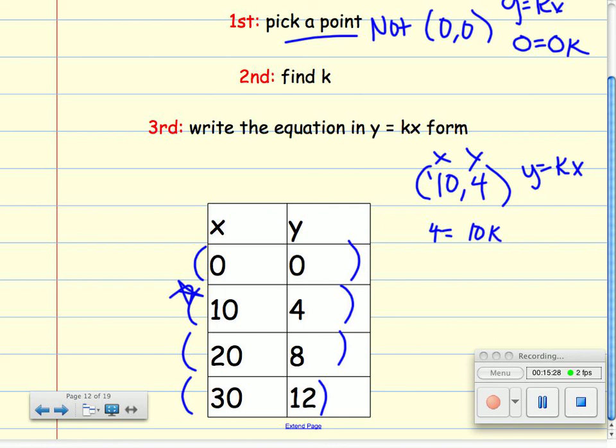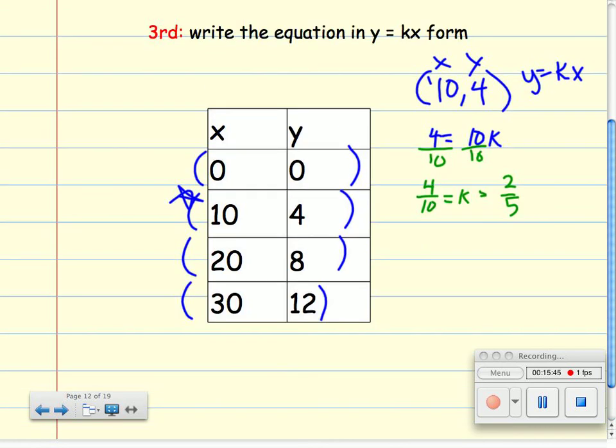Now I'm going to move that 10 by dividing both sides. And I get 4/10 is equal to k, which simplifies down into 2/5. Now that last step that many of us forget is to put it back into that original equation. And we get y is equal to 2/5 times x.